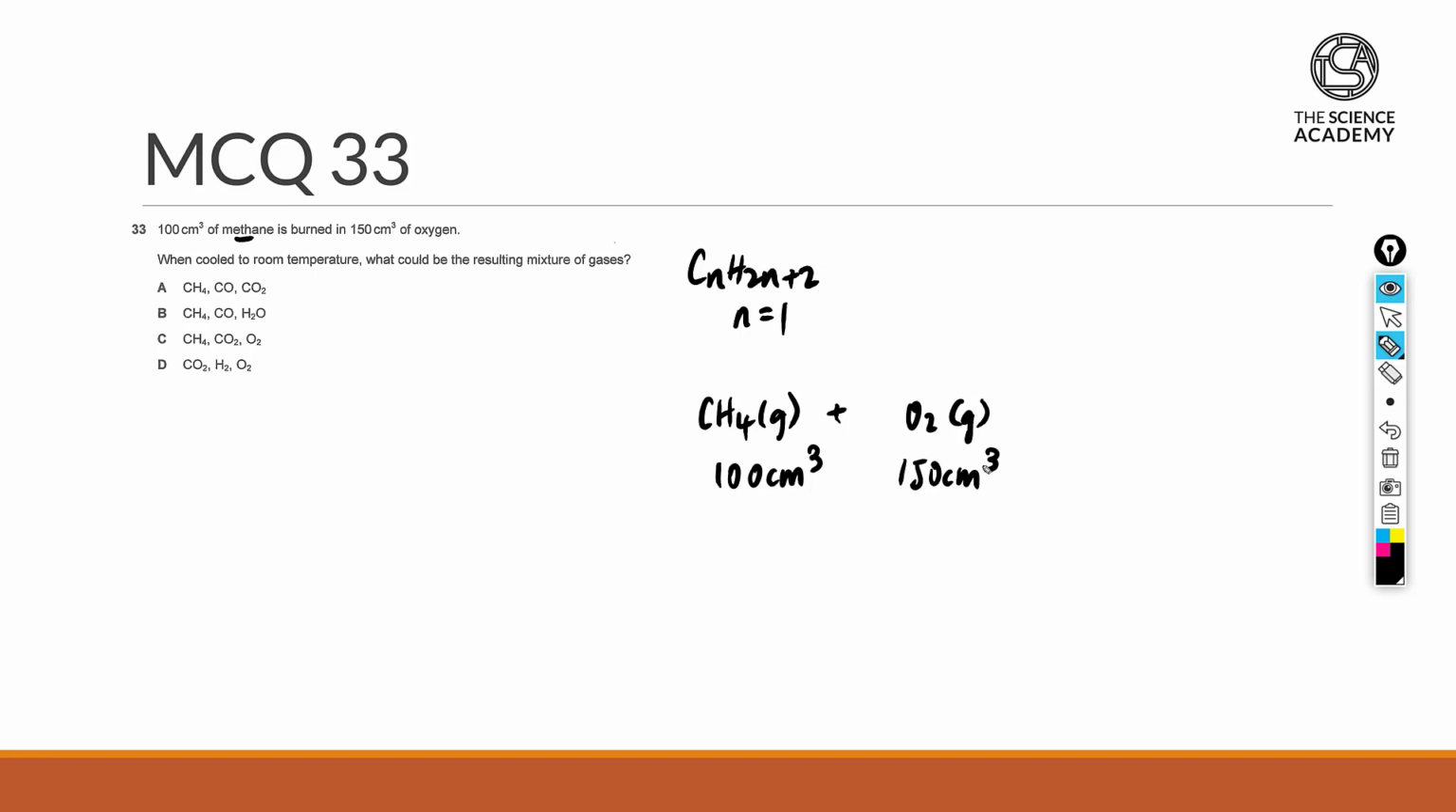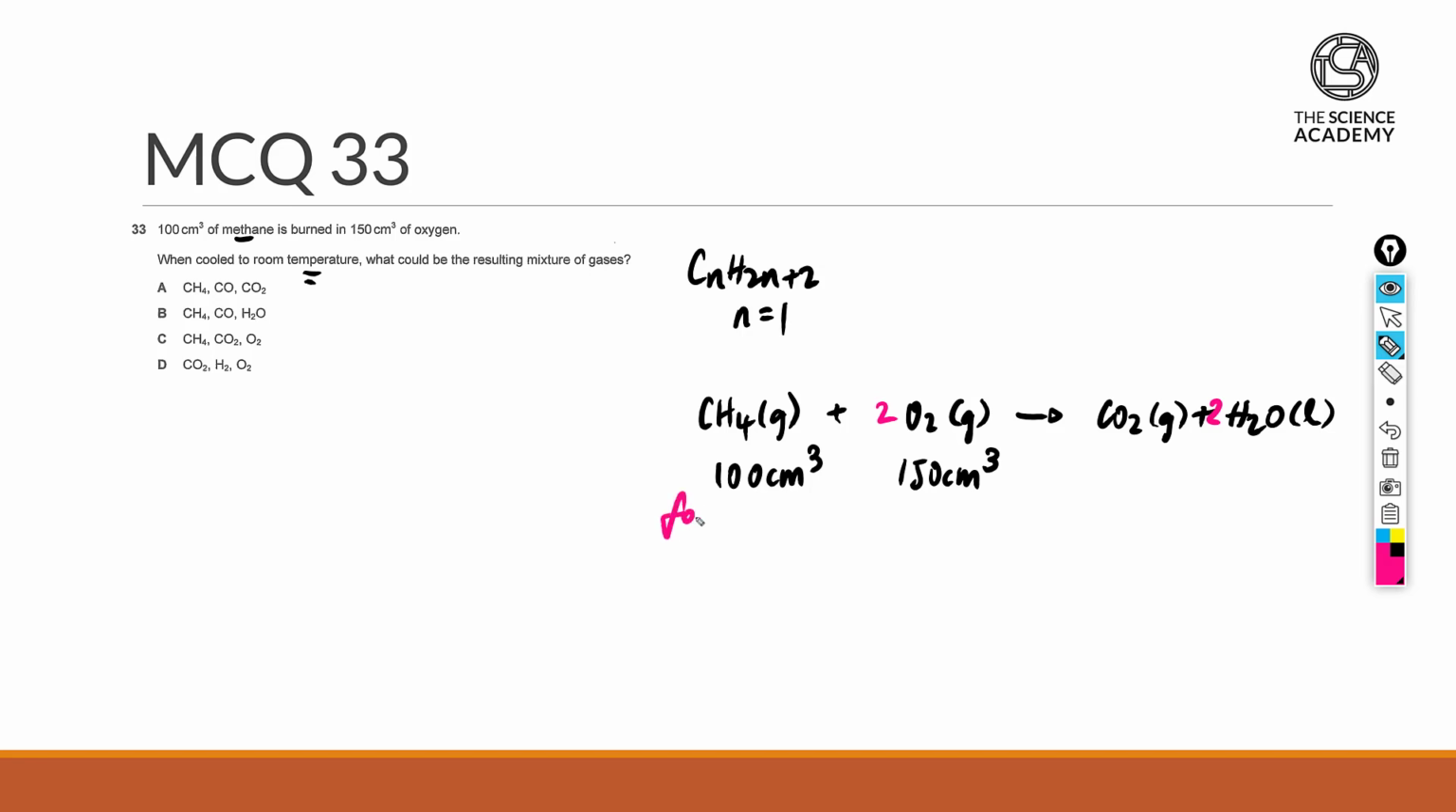So we'll start off by assuming that this was a complete combustion, so that CO2 and H2O are the only two products that will be formed. And since this was at room temperature, H2O should have already condensed to form liquid. So balancing up the equation, we're going to have a 2 in front of H2O, and this requires us to use 2 moles of oxygen.